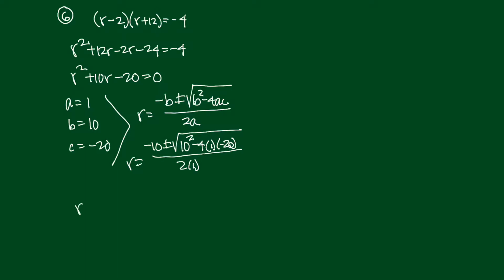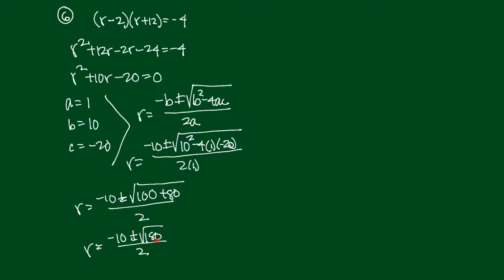And now we are at r equals negative 10 plus or minus the square root of 10 squared, we get 100. And then what have we got here? Negative, negative is positive. 4 times 20 is 80, all over 2. So we're at r equals negative 10 plus or minus the square root of 180 all over 2.